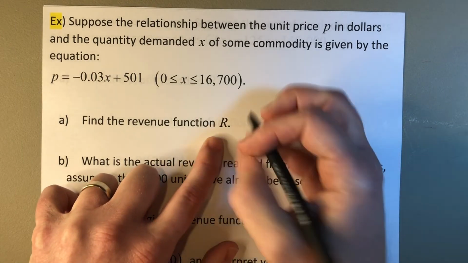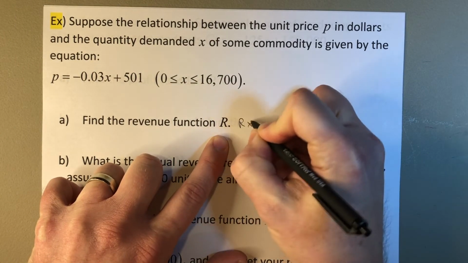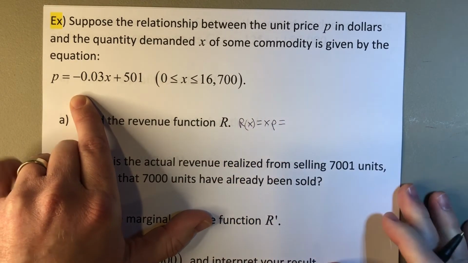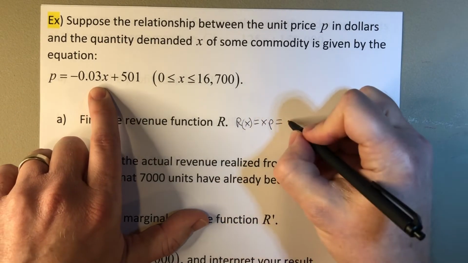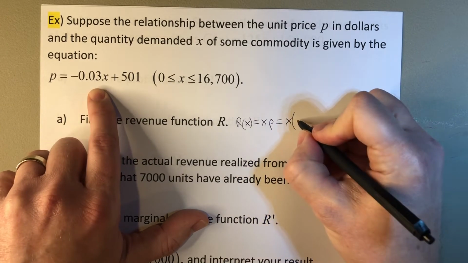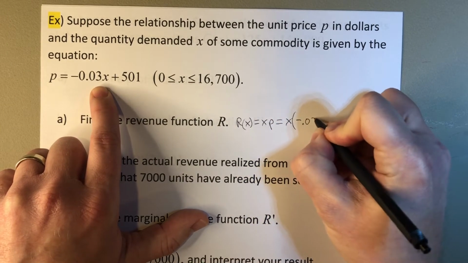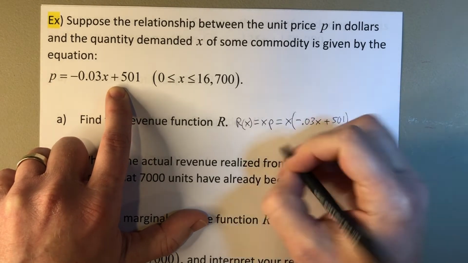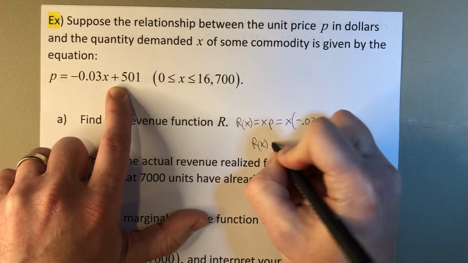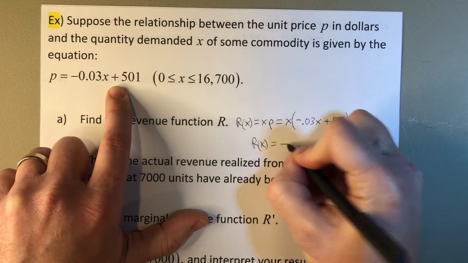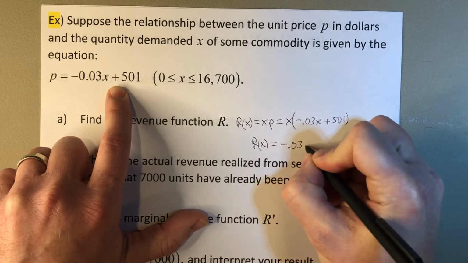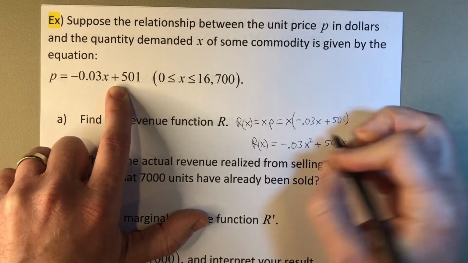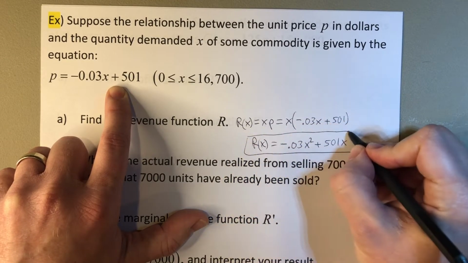What would be the revenue function? So R of x, remember, is going to be x times p. So in this case, you get x times whatever this unit price function is equal to. And so R of x would be equal to negative 300x squared plus 501x. All right, so far so good, I hope.